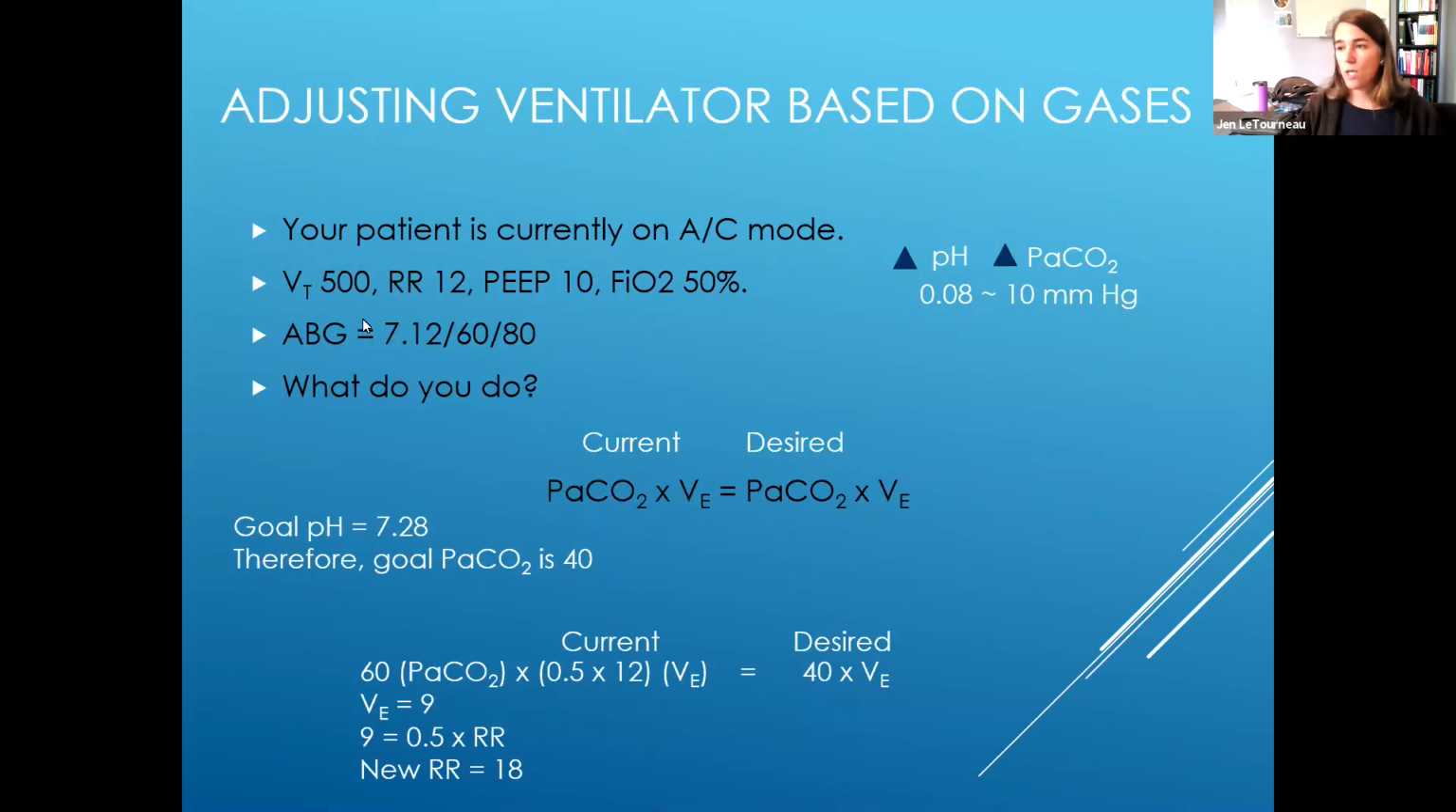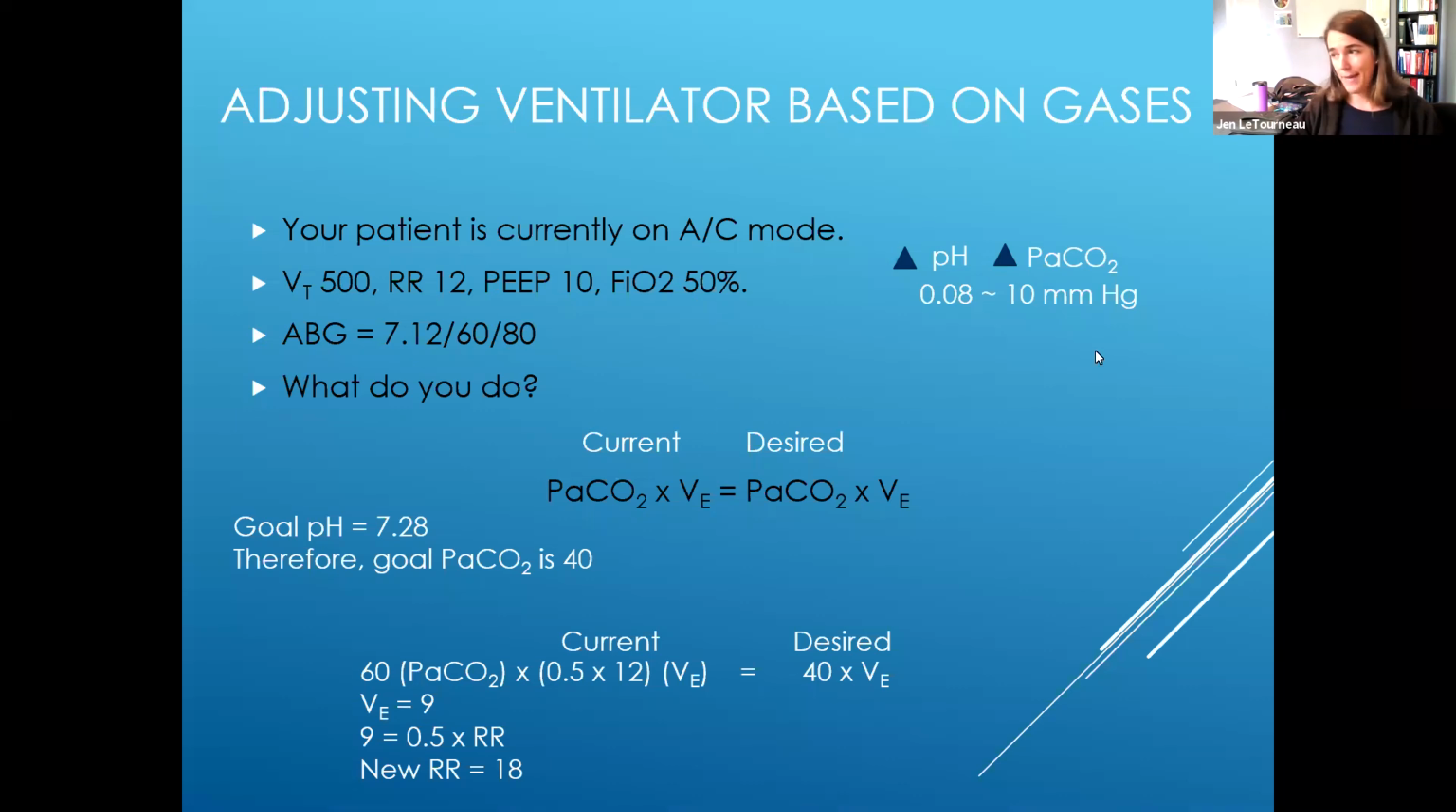So let's say you currently have a patient on volume AC, and their tidal volume is 500, respiratory rate is 12, the PEEP is 10, and the FiO2 is 50%. So not an uncommon ventilator setting, nothing fancy here. And you've got a blood gas at 7.12, PCO2 is 60, PaO2 is 80. So you have to figure out what you're going to do.